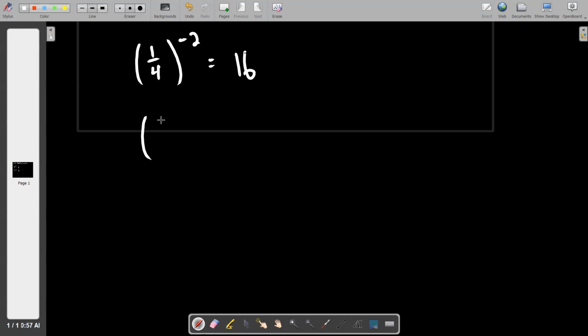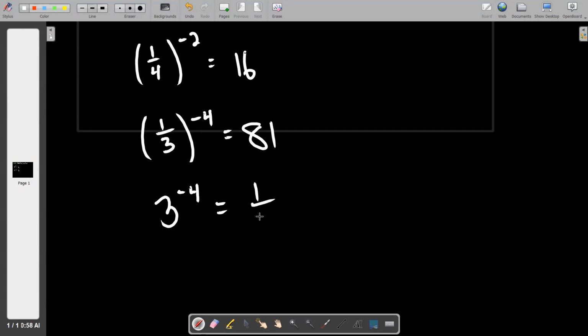But this one, the answer is 81. Very good. And of course, conversely, what is regular 3 to the negative 4? That becomes 1 over 81.